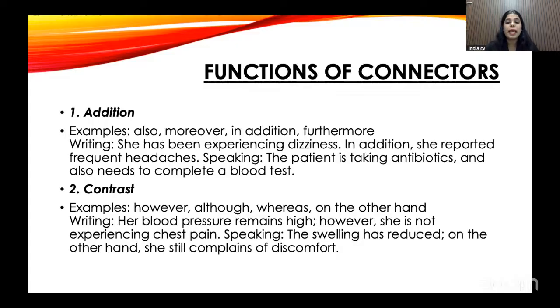Even while speaking, the swelling has reduced. On the other hand, she complains of discomfort. So, we've already learned if we want to add information, we use words like also, in addition. If we want to show contrast, we can use words like however, although, whereas, on the other hand. So let's continue further now.